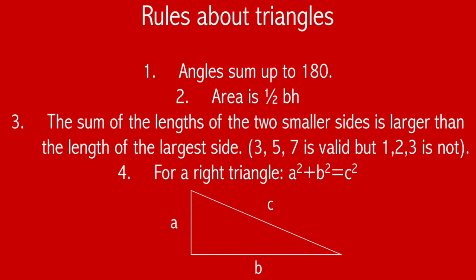This means 3, 5, and 7 is a valid triangle because 3 plus 5 is 8, which is greater than 7. But 1, 2, and 3 cannot make a triangle because 1 plus 2 is 3, which is equal to 3, but not greater than 3.